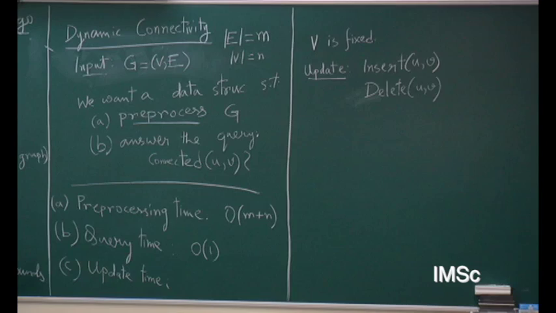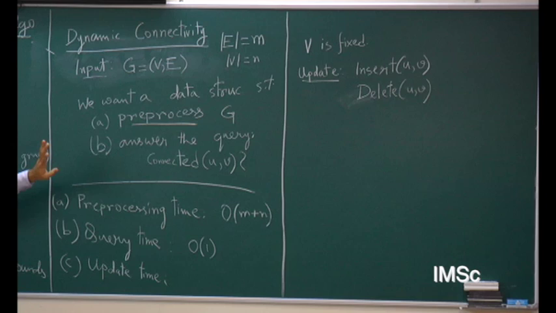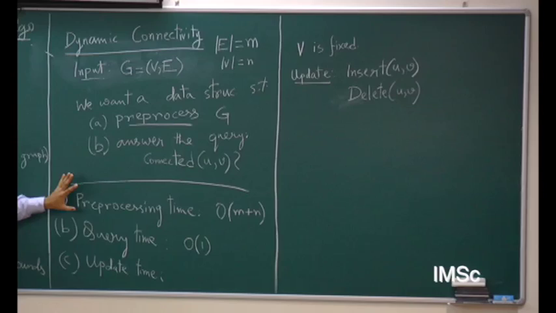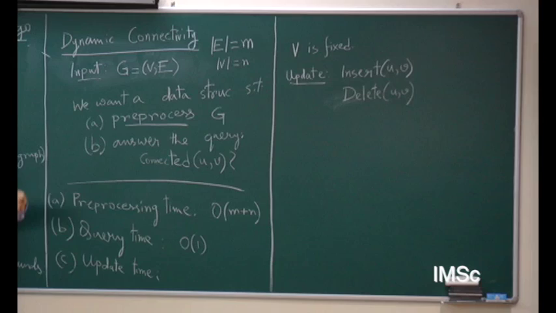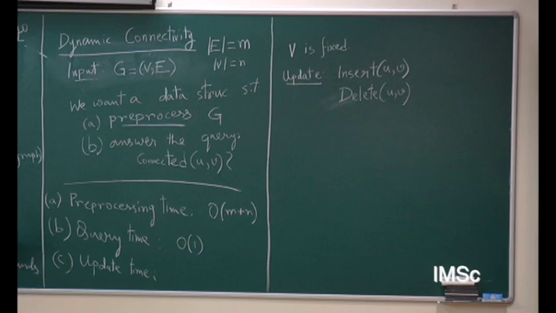Are update and query times worst case for each update or like average over multiple updates? Very good question. It can be both. I am going to come to that right in 2 minutes. Apart from that question, whether this is worst case or average case, let's just consider worst case for the time being, okay? Is the problem clear? We want a data structure that optimizes these three metrics: preprocessing time, query time, and update time. And there might be trade-off, okay?